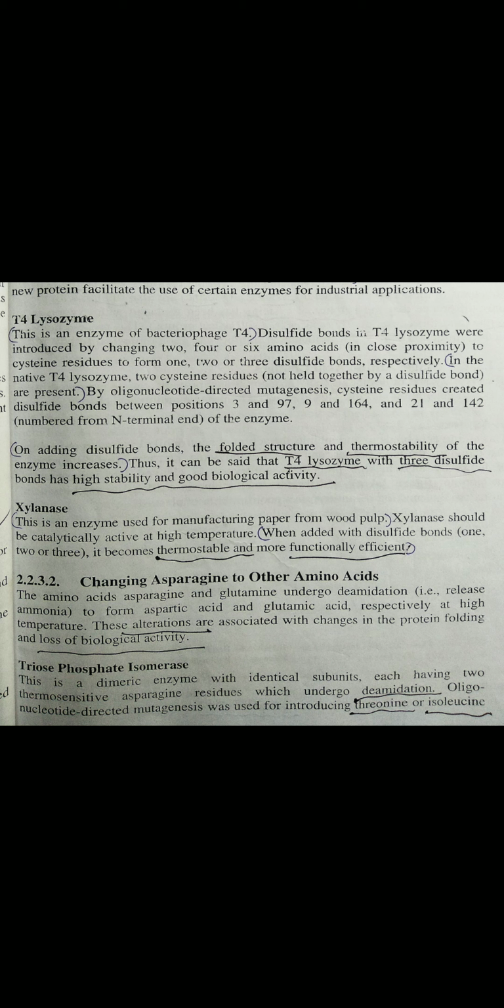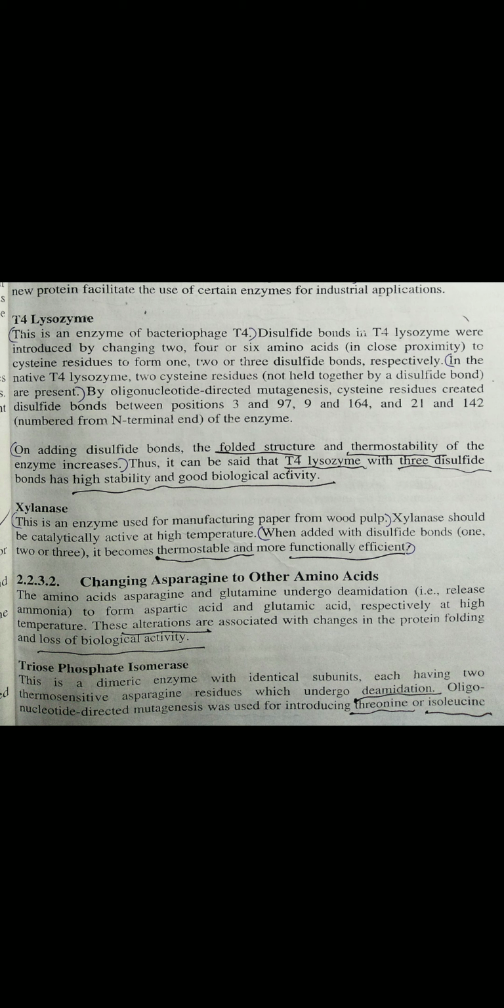Next method is changing asparagine to another amino acid. The amino acids asparagine and glutamine undergo the deamidation process. At higher temperature, it gives aspartic acid and glutamic acid. Now these obtained aspartic acid and glutamic acid are unstable and lose biological activity. So glutamic acid and aspartic acid are not thermostable compounds.